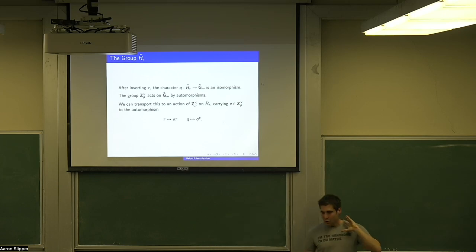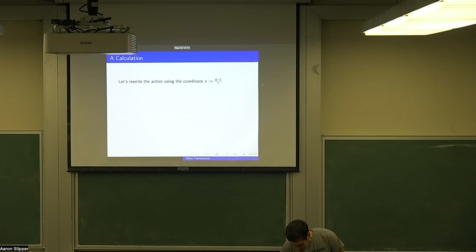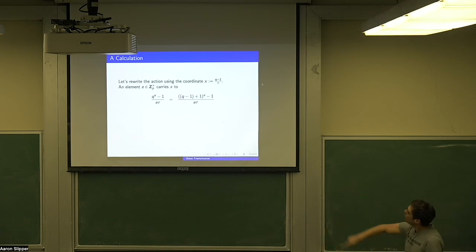And now I want to study what happens to this action if I no longer require tau to be invertible. In other words, then Q is not a coordinate anymore. I really have to use the coordinate x, Q minus 1 over tau. Well, let's try that. So let's rewrite this action using the coordinate x. So remember, E, an element of ZP star, x is Q minus 1 over tau. So that's supposed to go to Q to the E minus 1 divided by E times tau. And now we'll just do some calculating. So let's write that as Q minus 1 plus 1 to the E minus 1 divided by E times tau.